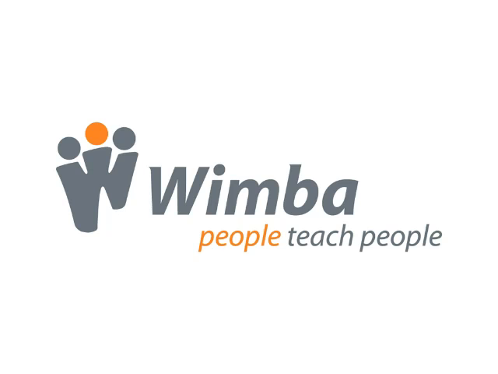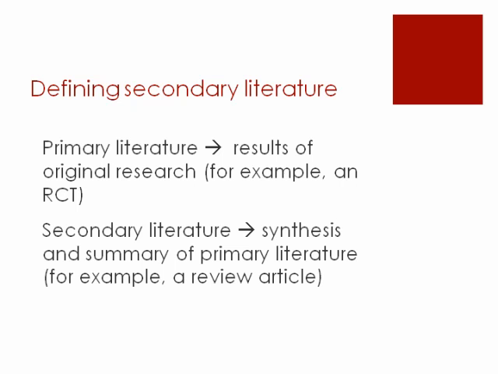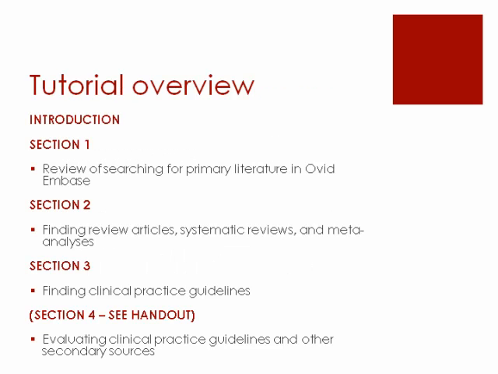Before we get started, I'd like us to define secondary literature. I'll give you a moment to think about how you would define that term. If primary literature consists of the results of original research, for example, in the form of a randomized control trial, then secondary literature can be defined as literature that synthesizes and summarizes primary literature, for example, in the form of a review article.